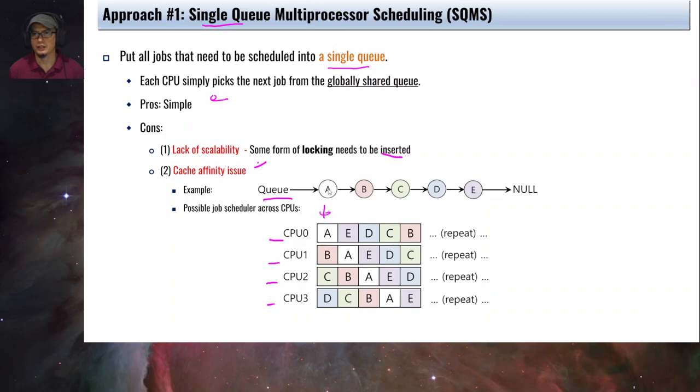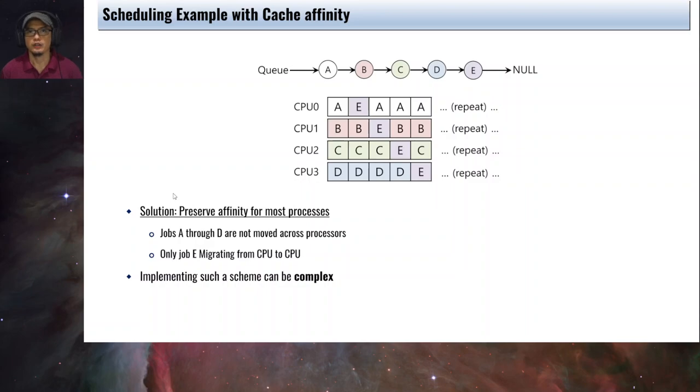As we schedule these processes, we can assign A to CPU 0, B to CPU 1, C to CPU 2, D to CPU 3, and then E to CPU 0. So you will notice that process A will be migrating from one core to another, and that will affect the cache affinity, because whatever state it has stored on the cache on CPU 0 will be useless, because A will now move on to a different CPU. So the cache is useless.